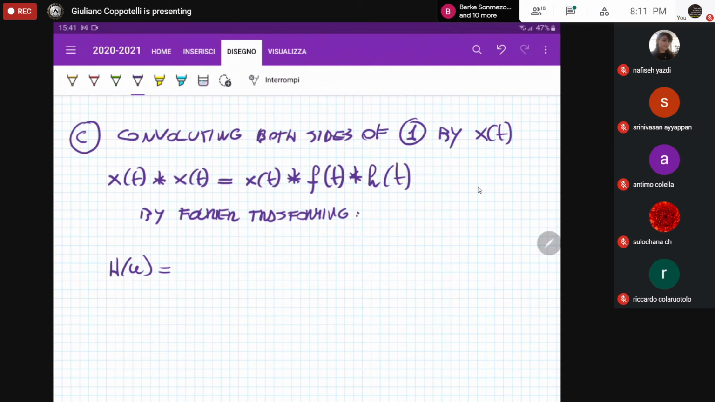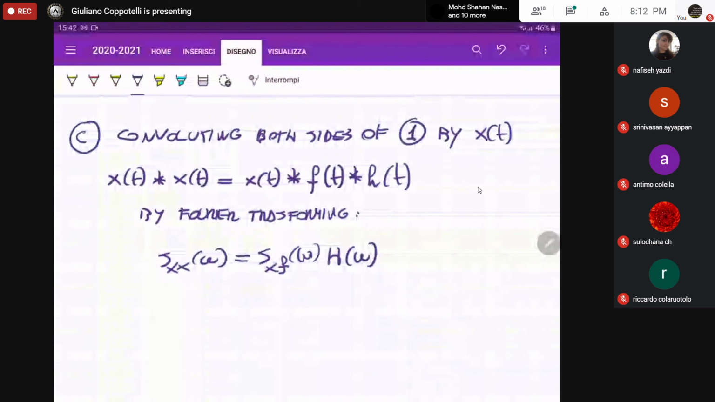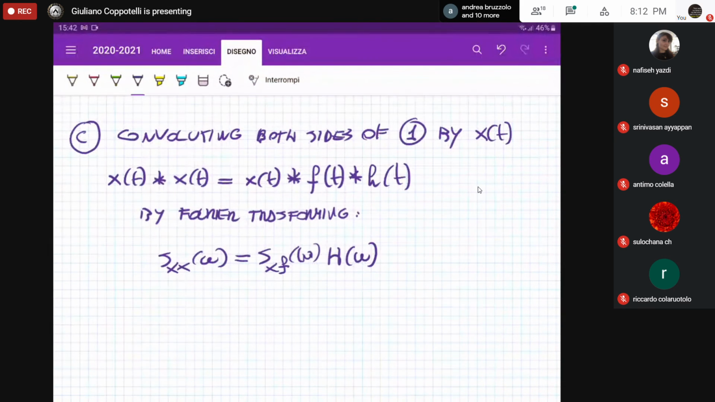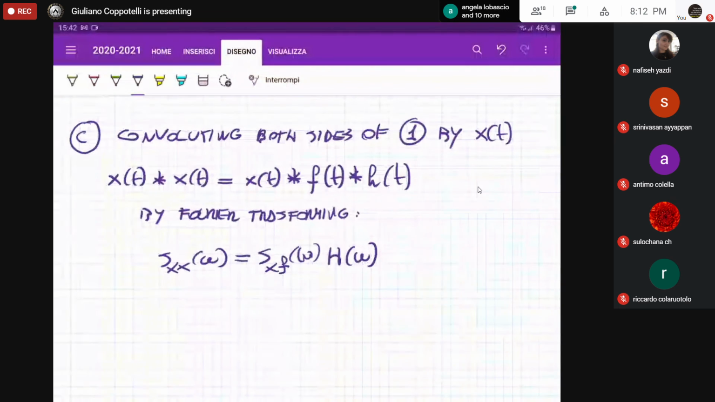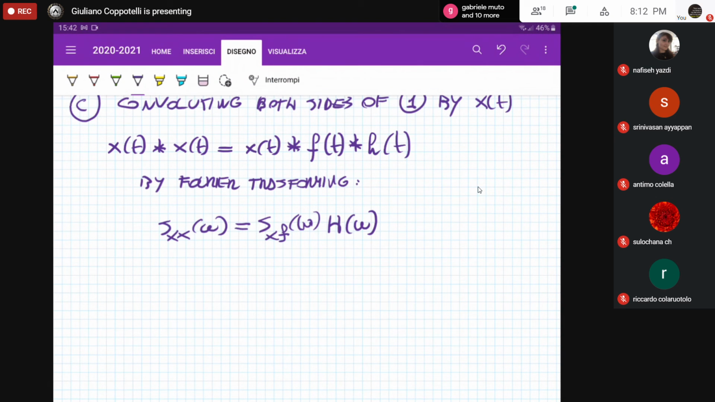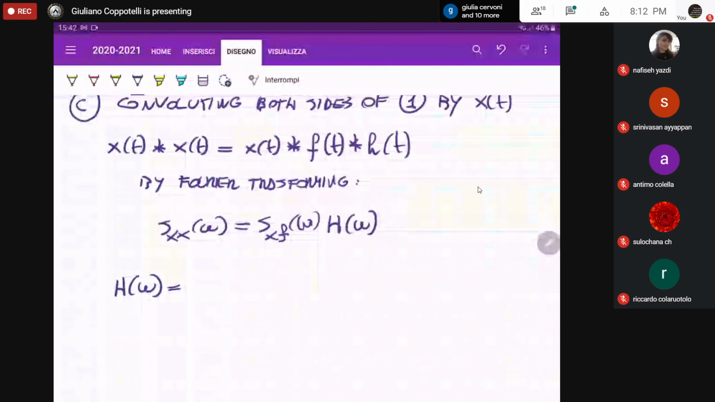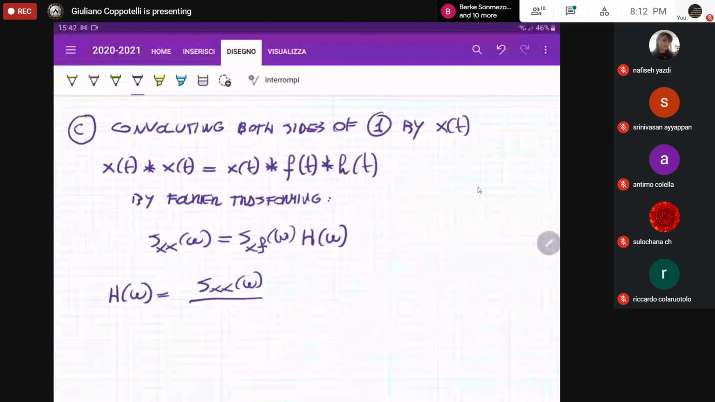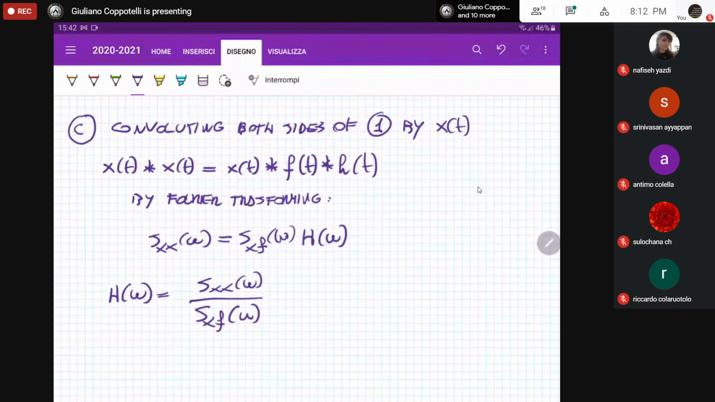Actually, before H, let me go straight. That is S_xx(omega) is equal to S_xf(omega) times your frequency response function. So that is the relation between the auto power spectral density of the output and the cross power spectral density of the output and the input, times your frequency response function. The same question as before: can you estimate the system properties from the measurement of both the input and the output? The answer is yes, because we can say that H(omega) is the ratio between the auto power spectral density of your output and the cross power spectral density of your input and output.